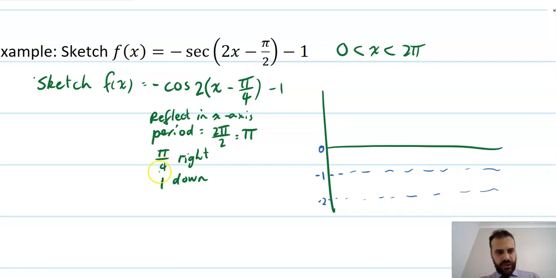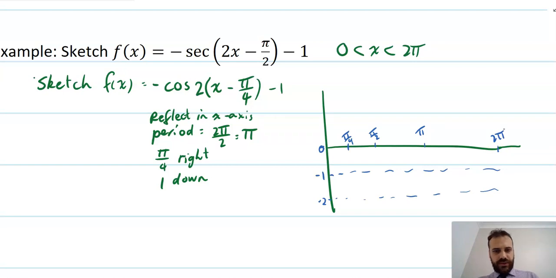Now it's pi on 4 to the right. All right, so I'll just put in like a, let's make this pi on 4, which of course makes this pi on 2. And double that again, that'll give me pi. And I said I was going to go to 2 pi, so if I double that again, I'll get 2 pi, about there.